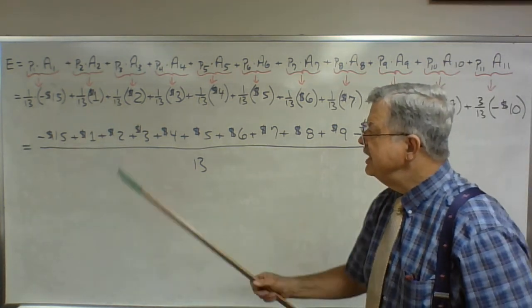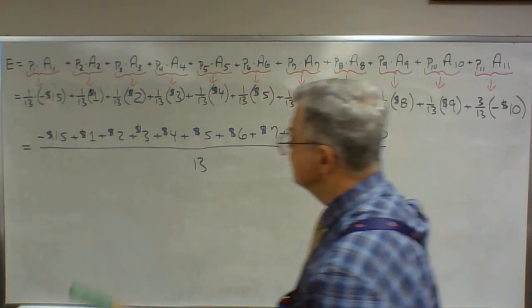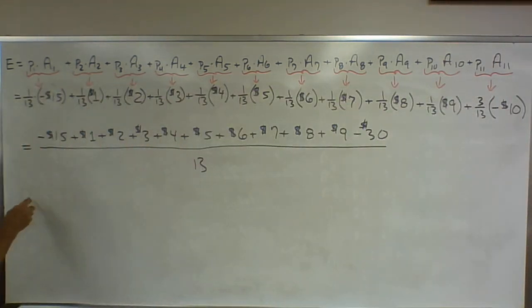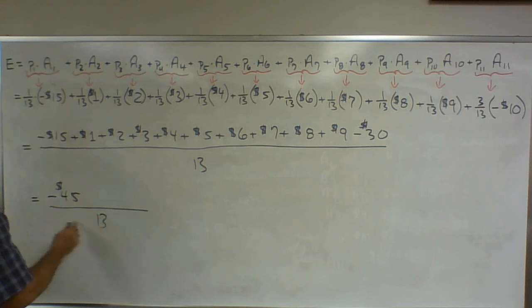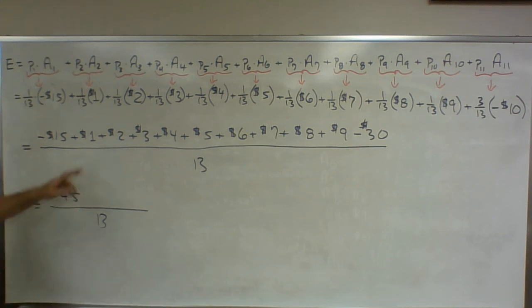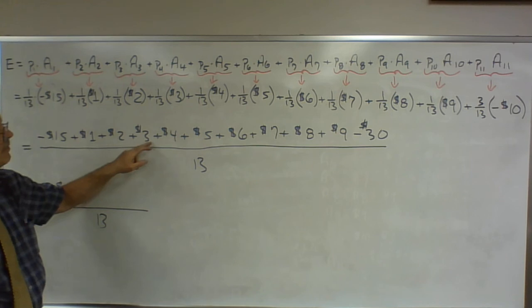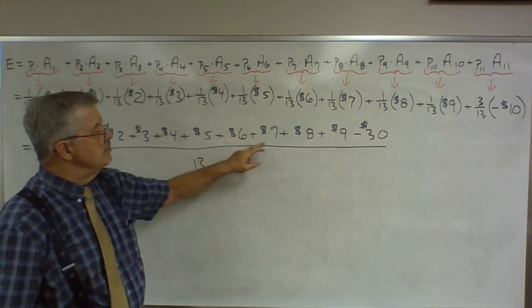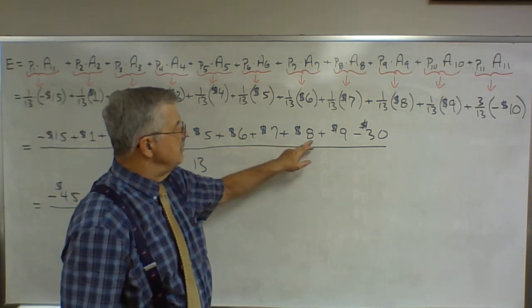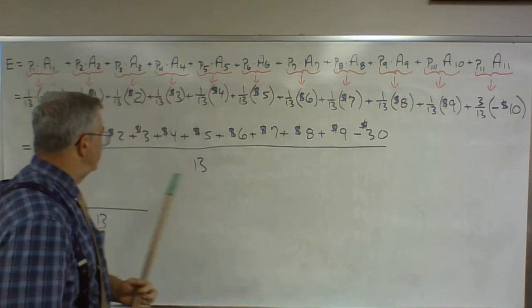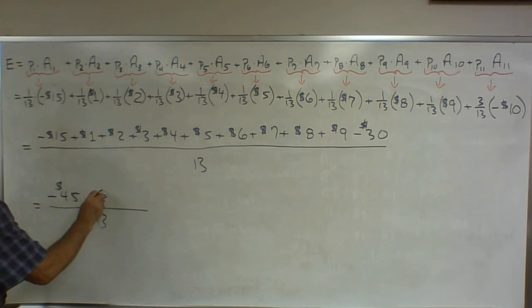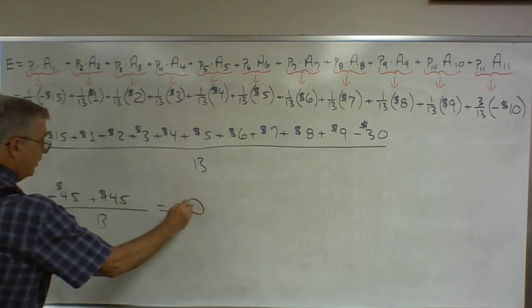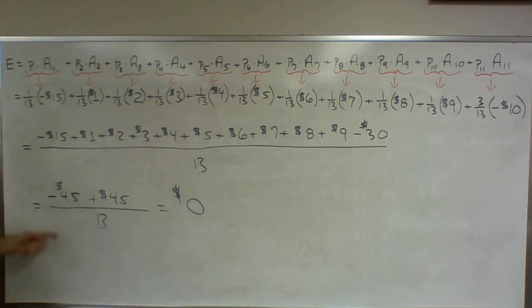We have a negative 15 and a negative 30. So that gives us negative 45 bucks over 13. And let's add up all the positive values. 1 plus 2 is 3, plus 3 is 6, plus 4 is 10, plus 5 is 15. Plus 6 is 21, plus 7 is 28, plus 8 is 36, plus 9 is 45. We get 0.